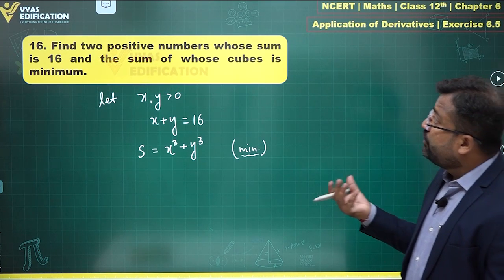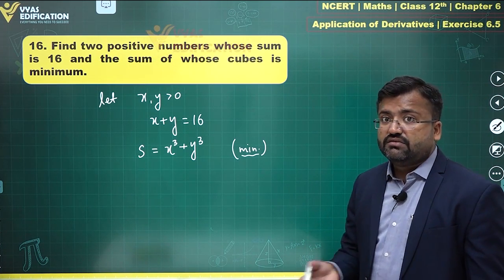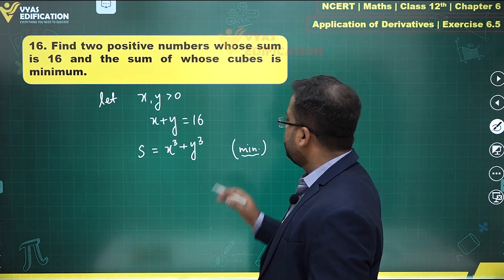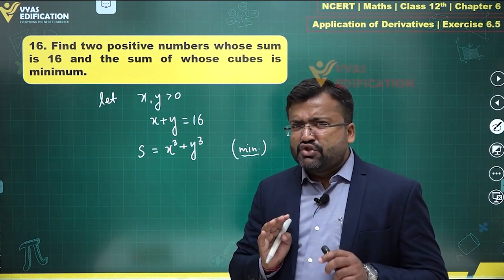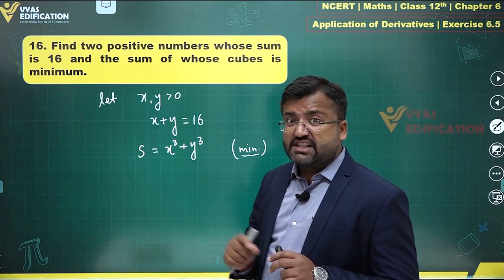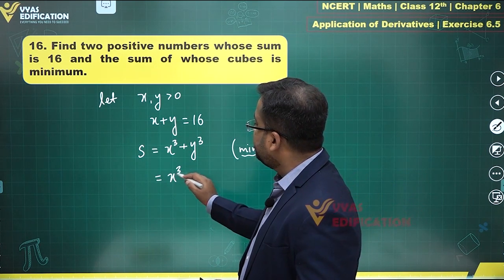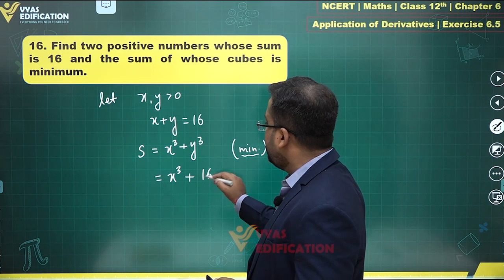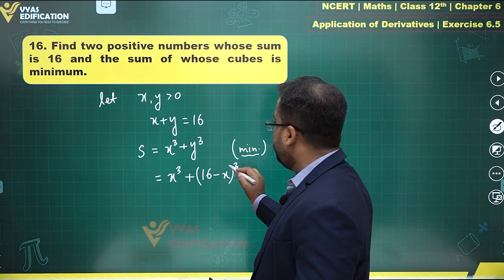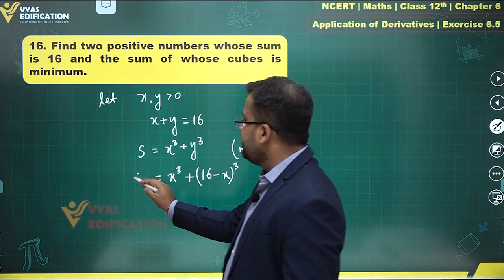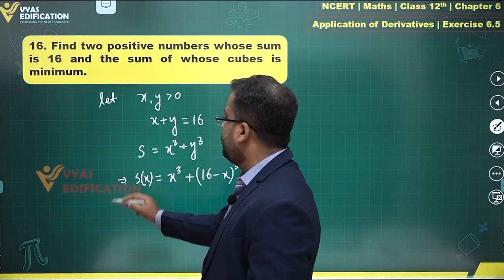We are supposed to find the two positive numbers for which the sum of cubes is minimum. The first thing we are supposed to do, since we want to minimize this, is convert it in terms of a single variable. That can be done by writing x cubed plus y cubed as x cubed plus (16 minus x) to the power 3. This is S of x, as you can observe.